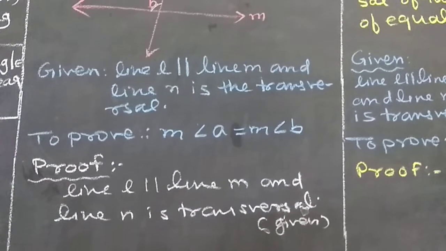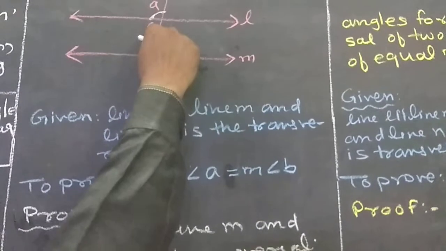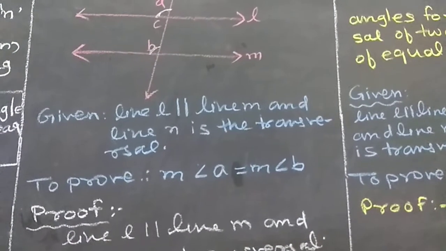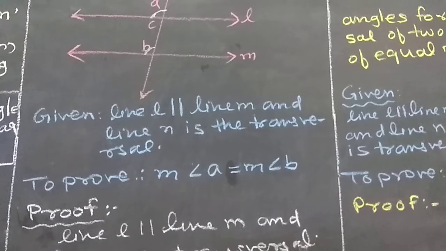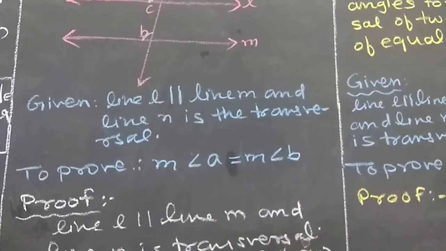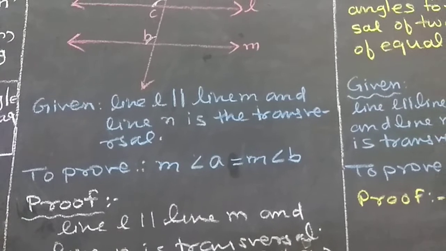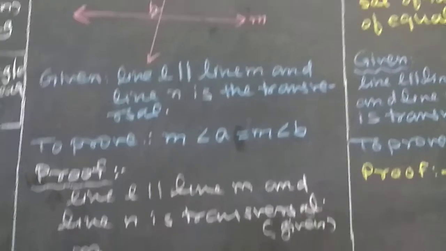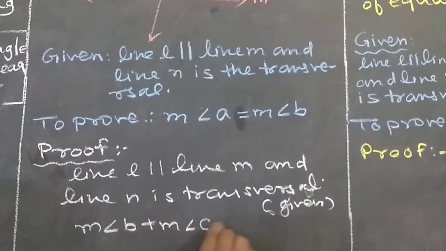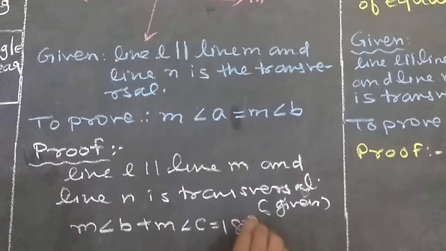तो आप देख सकते हो कि ये एंगल और ये एंगल दो पैरेलल लाइन के बीच में आ रहे हैं. तो ये कौन से एंगल हो गए? ये इंटीरियर एंगल हो गए. And the sum of the measures of interior angles is 180 degree. अभी हमने प्रूफ किया फर्स्ट ईयर में. तो here measure angle B plus measure angle C is equal to 180 degree.